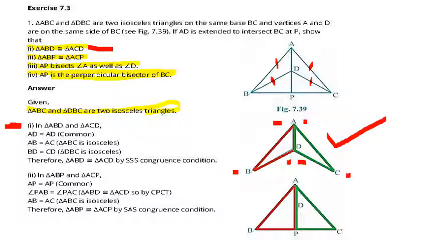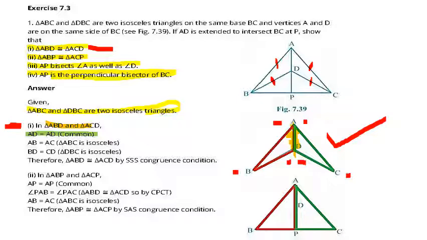Let's prove them. As first said, in triangles ABD and ACD, AD equals AD, common. This side AD, you can see that this side AD is present in both the two triangles. That means it is a common side. And I wrote down AD equals AD, a common. So it is present in both the triangles.